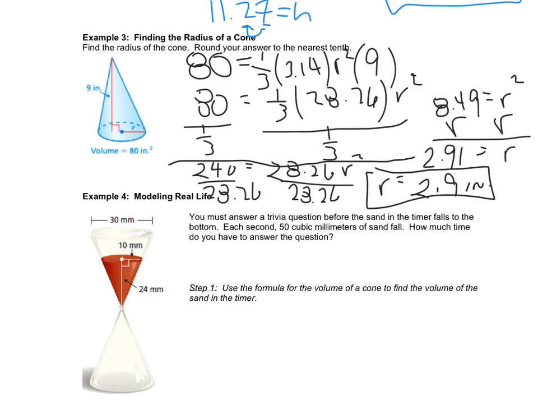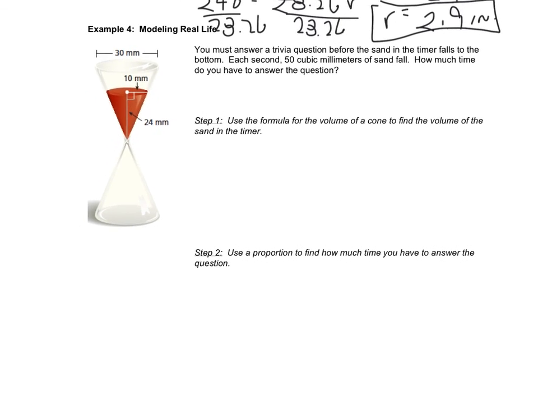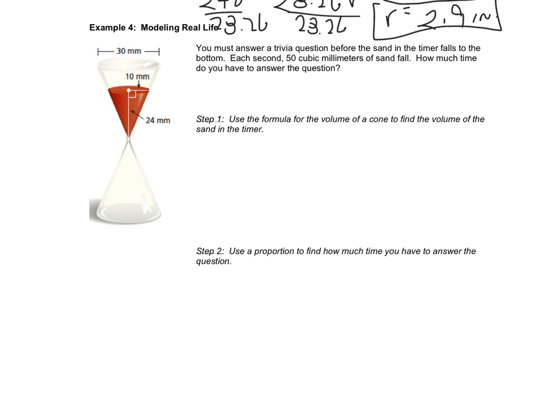And then last. When I look at this one, we have to answer a trivia question before the sand in the timer falls to the bottom. So what we have to do is find the volume of the sand. The sand, which is this reddish looking stuff, is in this cone up at the top. This would be a cone. And we're not using the entire cone way up top. What we're looking at is the amount of sand. So the sand is actually sitting here.